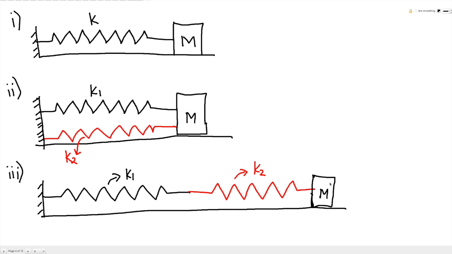Okay, so here's a sketch of the three different cases I want to look at for the horizontal spring and mass system. The first is the simplest. We have a single spring that's connected to a block of mass m. The spring is characterized with a constant given with the letter k.